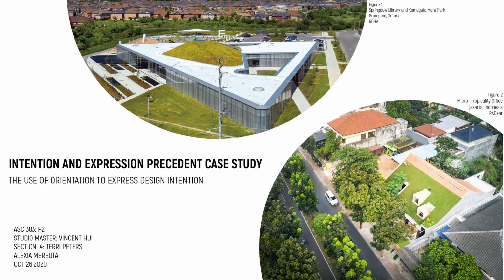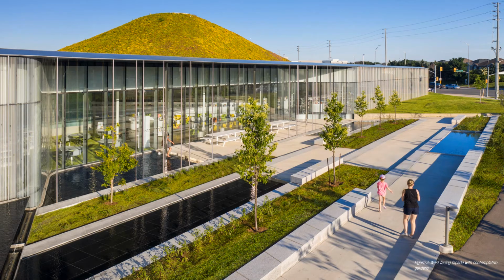Today I'll be analyzing the Springdale Library in Komagatu Maru Park in Brampton, Ontario, with the Microtropicality Office in Jakarta, Indonesia, in terms of how they use orientation to achieve their respective design intentions. The Springdale Library in Komagatu Maru Park by RDHA is a contrast to the surrounding suburban area.